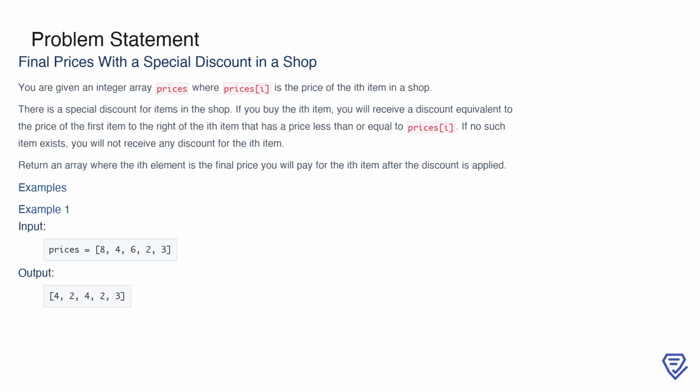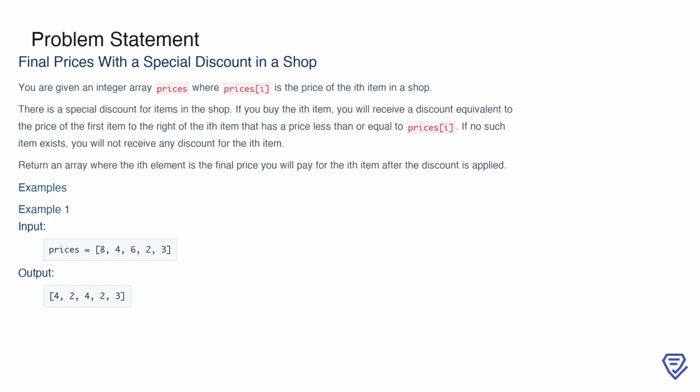The problem final prices with a special discount in a shop revolves around an array of integers called prices. Here, each element in the array represents the price of an item in a shop. The unique feature of this problem is a special discount rule. When you purchase an item, you may receive a discount based on the price of another item. Specifically, to calculate the discount for the ith item, you look to the right of it in the array.